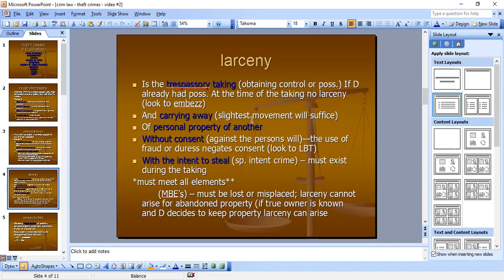I've seen plenty of MBEs on this where they have the intent at the beginning of the taking, they take it, and then they see their friend, it belongs to them, so they hand it over to their friend. Have they committed larceny? Yes. All of these elements are met, okay? Personal property of another, yes, it was a friend's property. It's always a watch that the person takes.